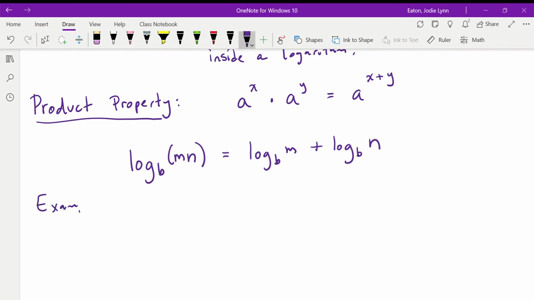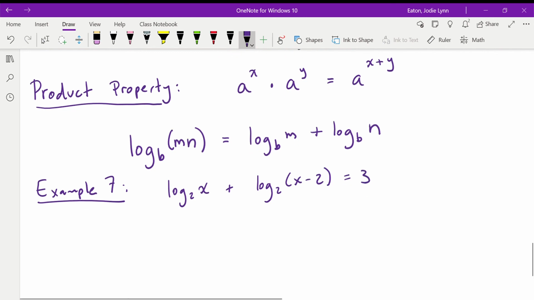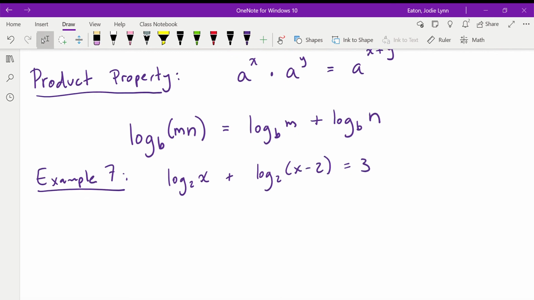Let's look at an example of how this property is used, sorry, little history in there. So let's say we have log base 2 of x plus log base 2 of x minus 2 equals 3. Well, we can actually simplify that to say this is equal to log base 2 of x times x minus 2, and that is equal to 3.